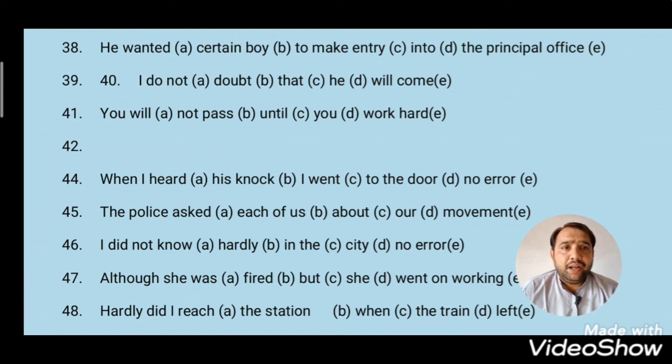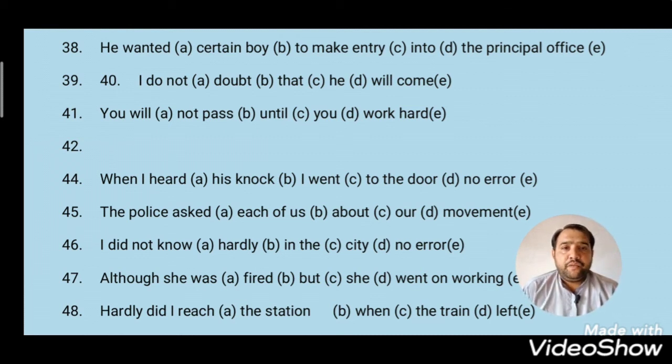If we say wait here until I come, here we are talking about time, so we should place until, not unless. According to number 44, when I heard his knock, I went to the door. Guys, here you will notice that we have used a verb heard, and after a verb we require what? We require an object. So here you will notice that after the verb heard we have added a possessive pronoun. So here his becomes him. So we should say when I heard him knock, I went to the door.